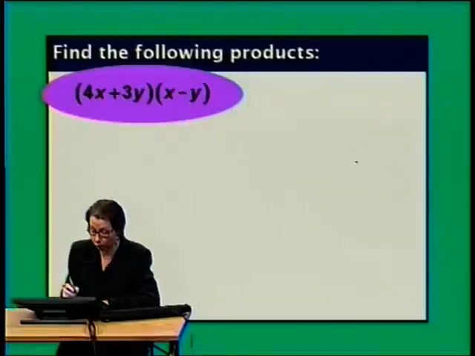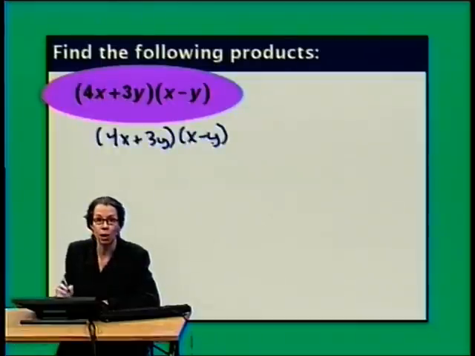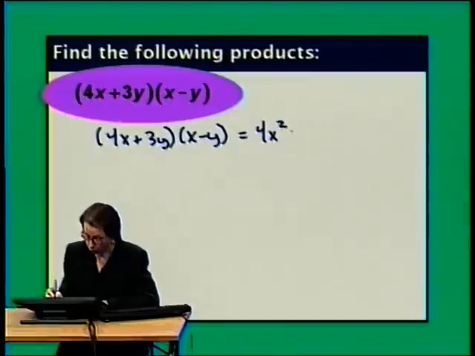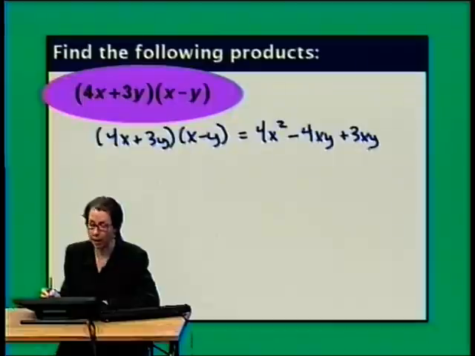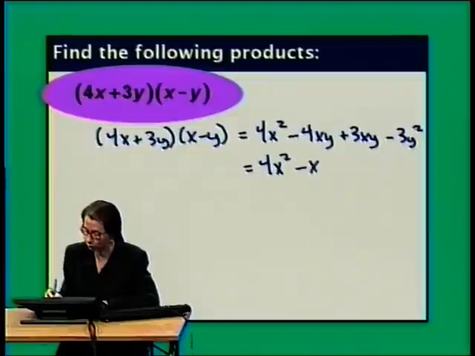Again, I have the product of two binomials, but in this case, I have two variables, but the strategy is exactly the same. The product of the first terms, 4x squared. The product of the outer terms is minus 4xy. Product of the inner terms, plus 3xy. And the product of the last terms is minus 3y squared. Here you can see where it does help to write the variables in alphabetical order because we recognize we have two like terms which can be combined.